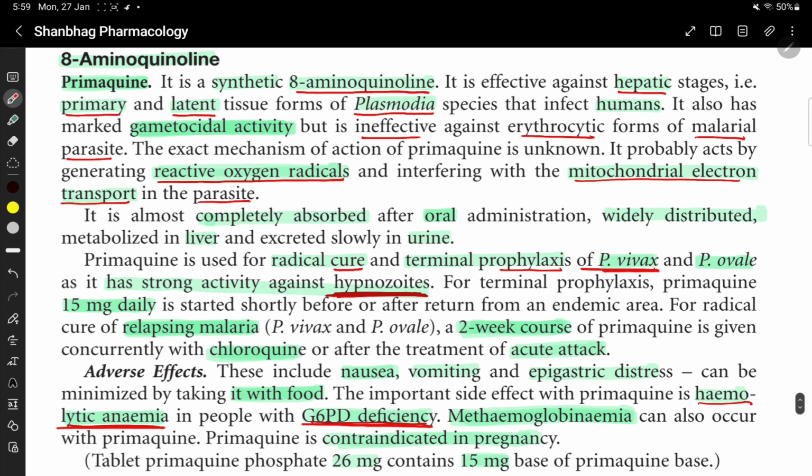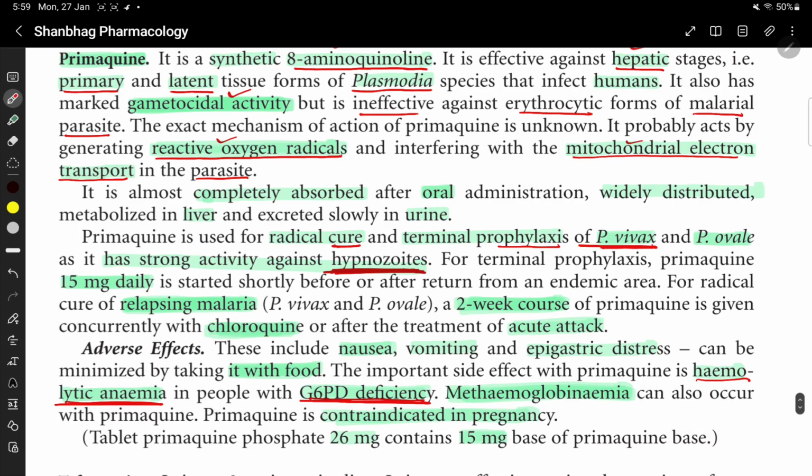So primaquine belongs to 8 amino quinoline. ठीक है, ये हेपाटिक स्टेजेस के लिए इफेक्टिव है. It has marked gametocidal activity, ठीक है, but it is ineffective against the erythrocytic form of malaria. Mechanism of action क्या है? It probably generates reactive oxygen species and interferes with the mitochondrial electron transport in the parasite.